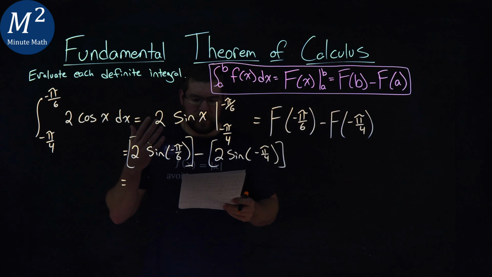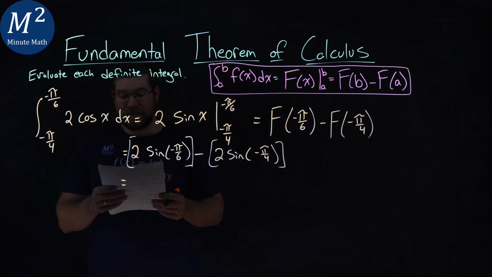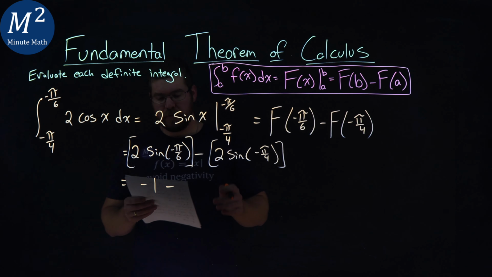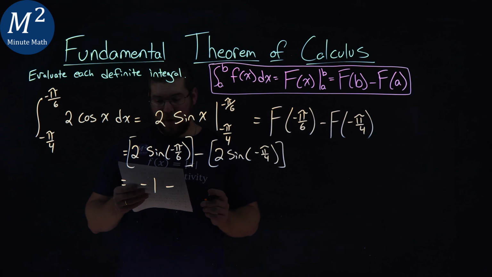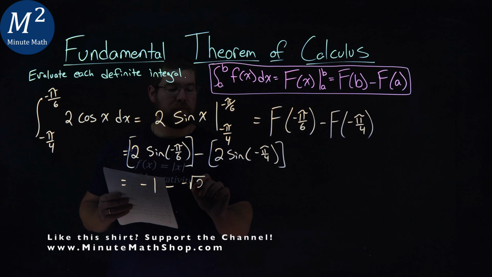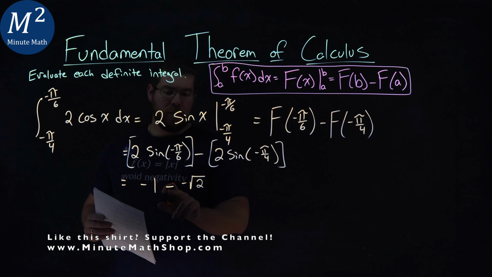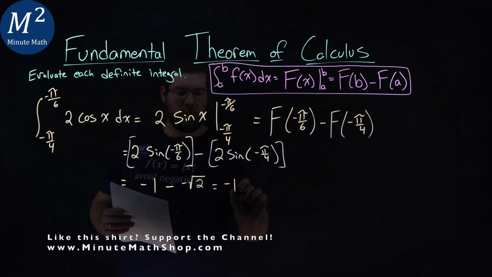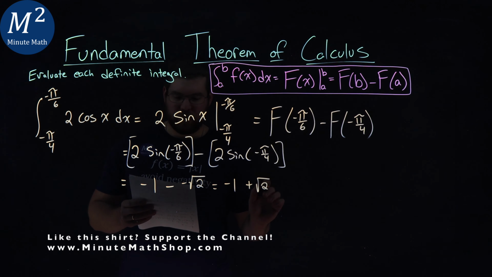Well, 2 times the sine of -pi/6 comes out to be -1. Subtracted by 2 times the sine of -pi/4, which is a negative square root of 2. Now, we're subtracting a negative, and subtracting a negative is the same thing as adding. So we have -1 plus the square root of 2 right there.